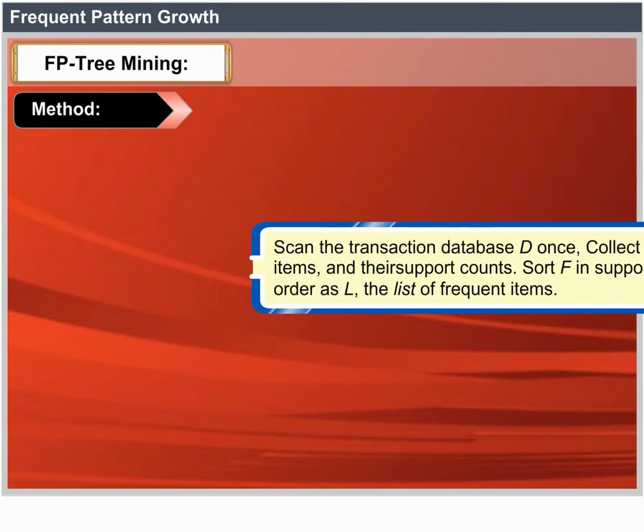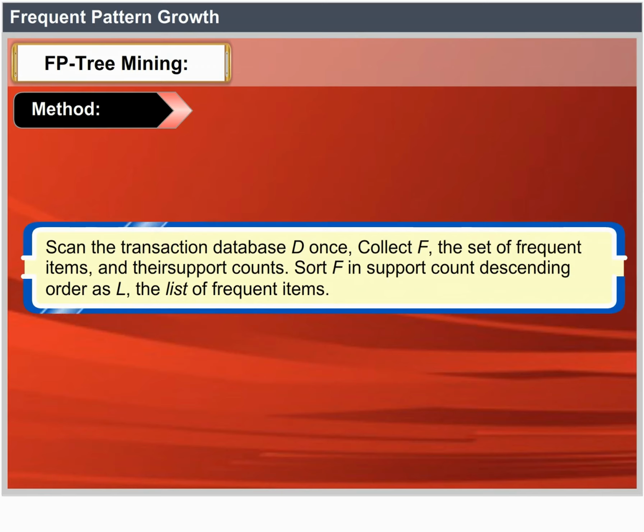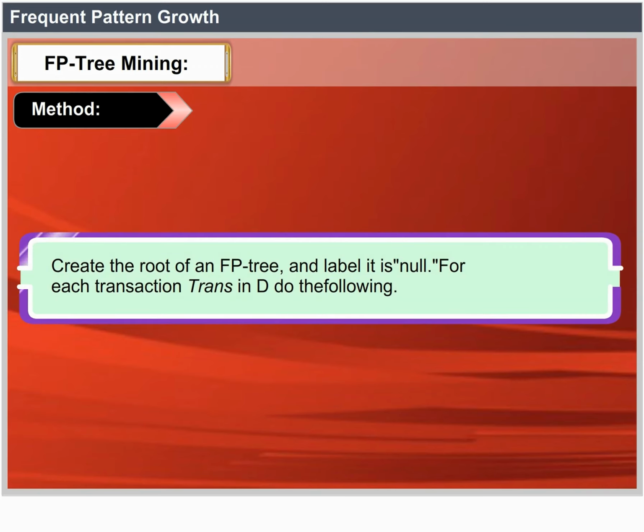Scan the transaction database D once. Collect F, the set of frequent items and their support counts. Sort F in support count descending order as L, the list of frequent items. Create the root of an FP tree and label it as null. For each transaction trans in D, do the following.